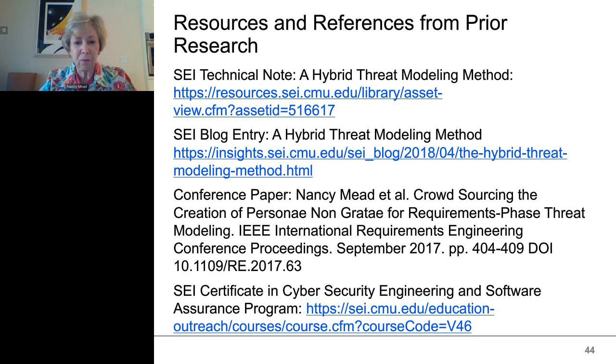With that, I want to mention some resources that are available to you. This slide, which you will have, is focused on the hybrid threat modeling method and also the results from the prior threat modeling study. All of that is wrapped into this. Additionally, there is a course that is available from the Software Engineering Institute. It's a certificate program. Of course, that's fee for service, whereas all these other downloads are free.